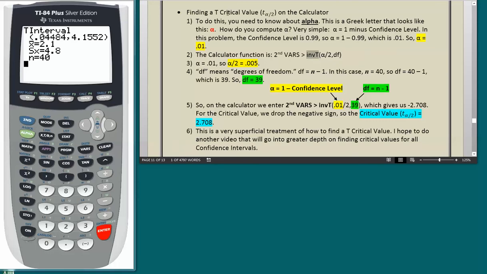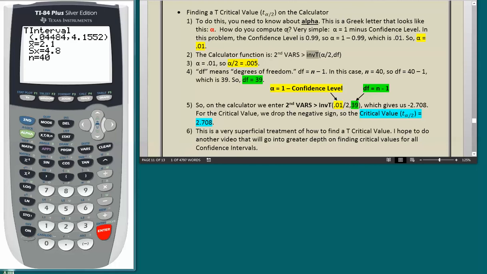So in order to find a T critical value, alpha over 2, the first thing you need to know about is alpha. What is alpha? It's a Greek letter that looks like this, and there you see it. I put it in red. That's the Greek letter alpha.